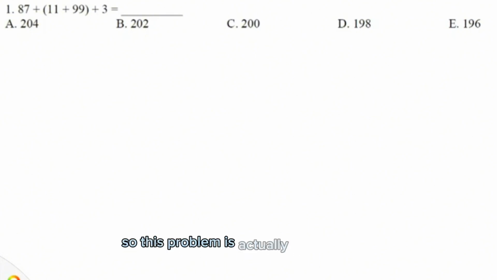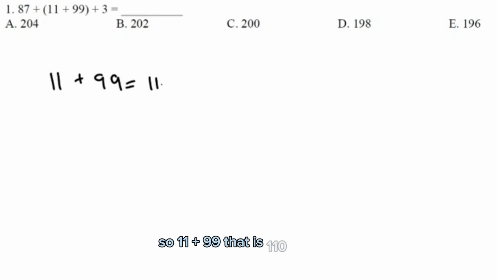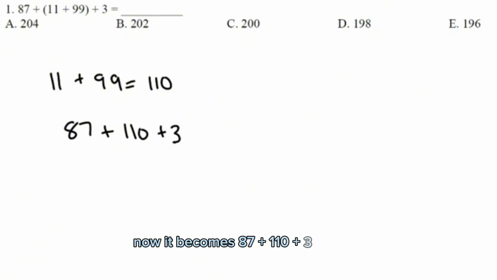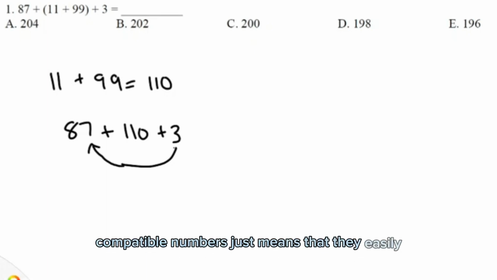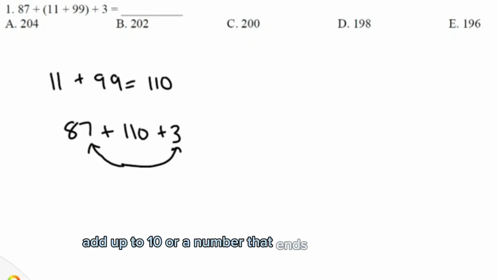Alright, so this problem is actually pretty simple. First, we have to do the parentheses according to order of operations. So 11 plus 99. That is 110. Now this becomes 87 plus 110 plus 3. So we can first do the 87 plus 3 because those two are compatible numbers. Compatible numbers just means that they easily add up to 10, or a number that ends with 0.